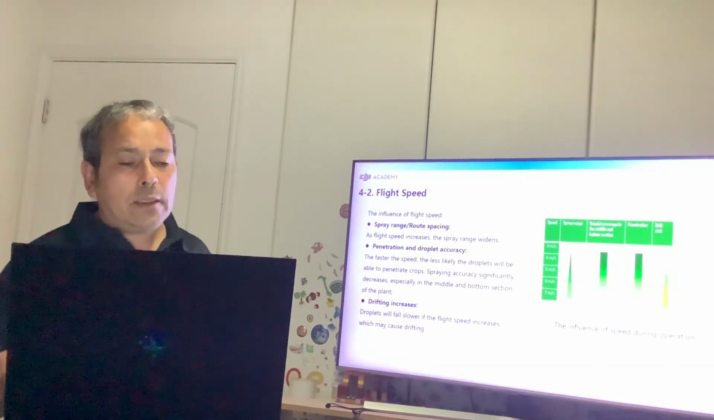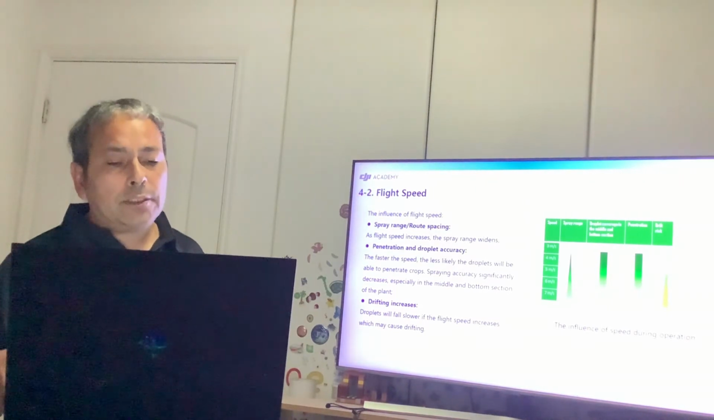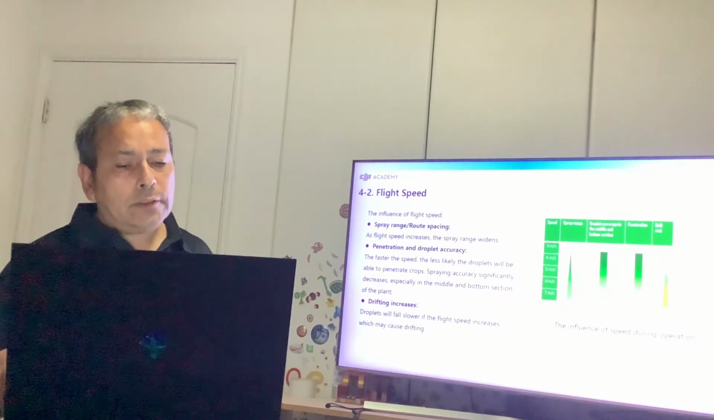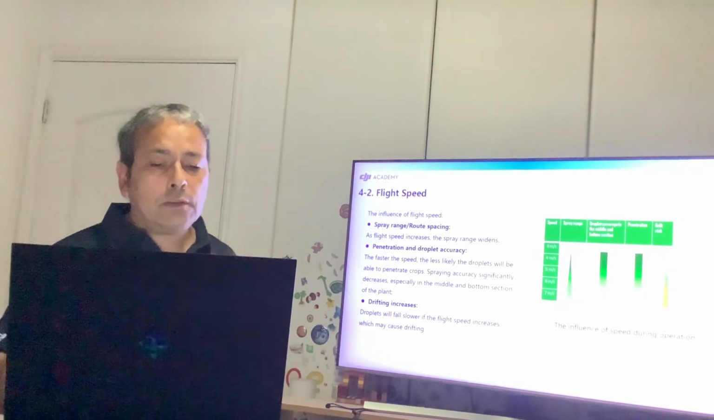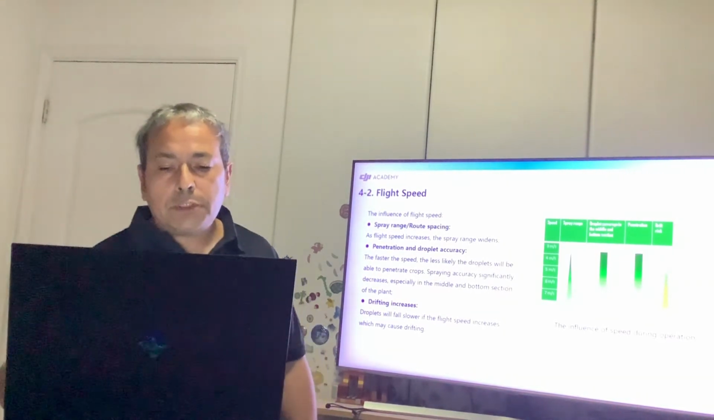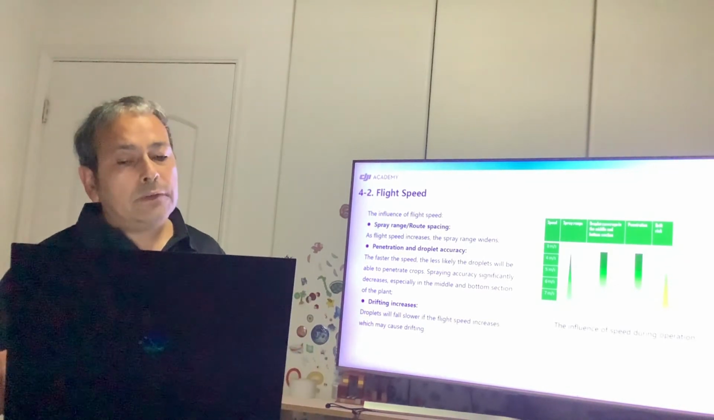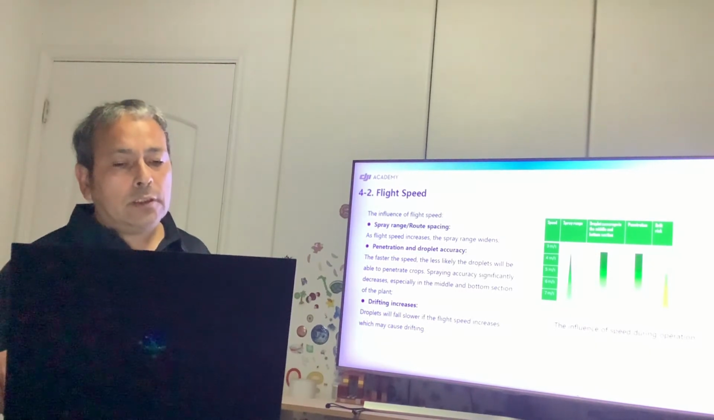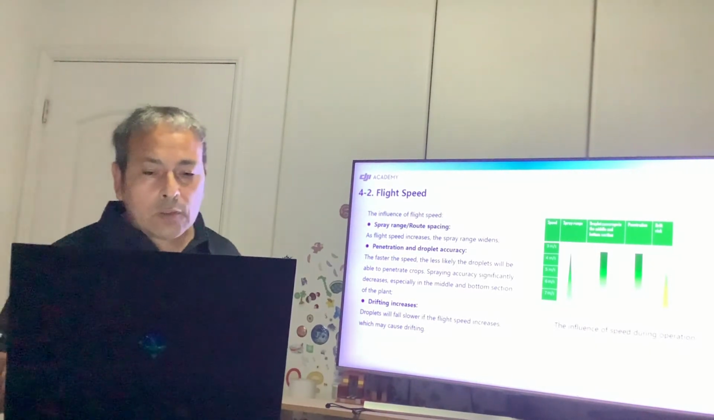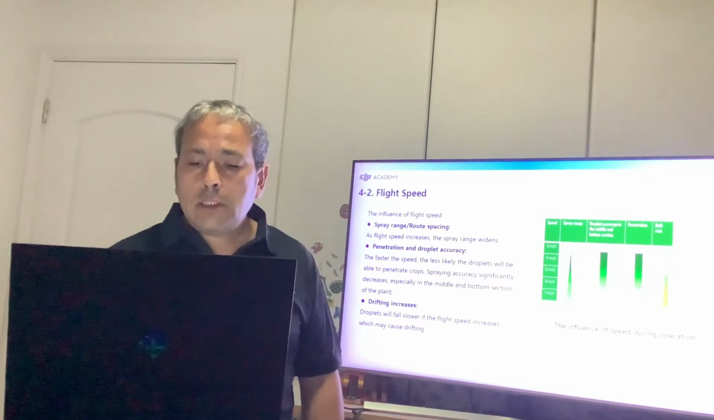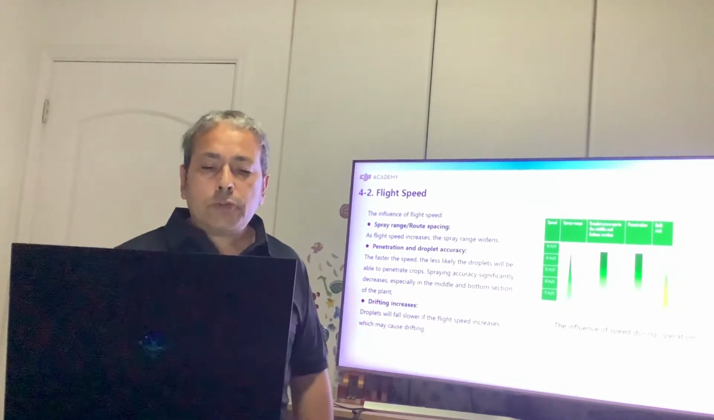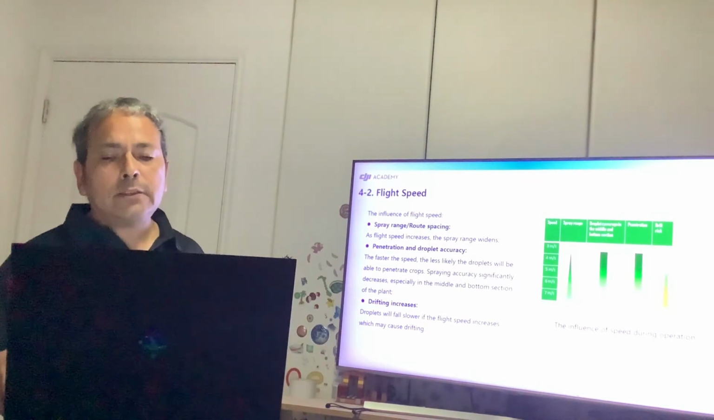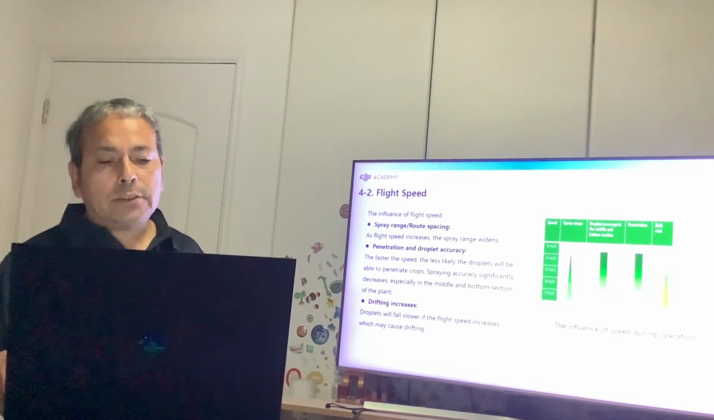For example, for the MG1P, we suggest flying at 4 meters per second to have a good sedimentation of the pesticides and a good spraying range, drift and penetration. And for the TC16, we suggest using 5 meters per second for the speed. It will also have a better sedimentation of the pesticide, the risk will be limited, and the spraying is successful.